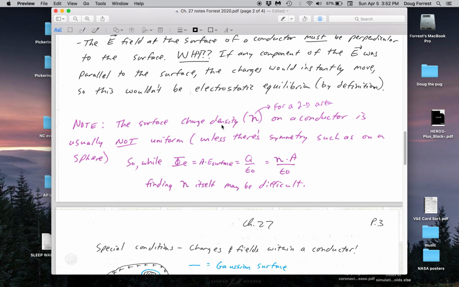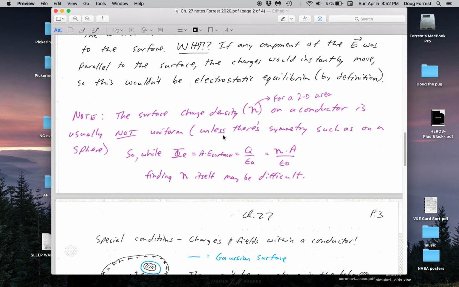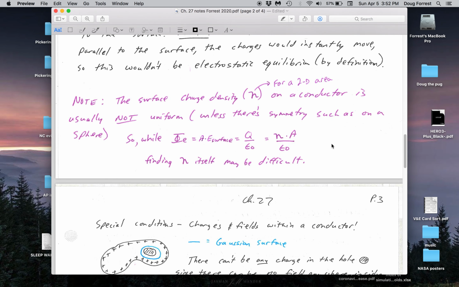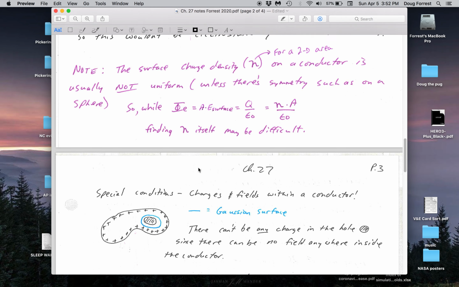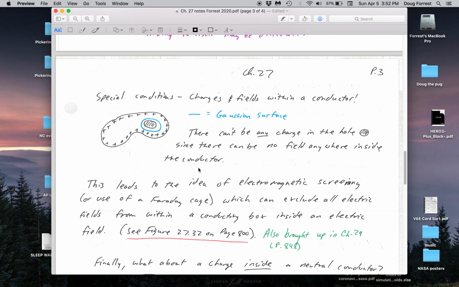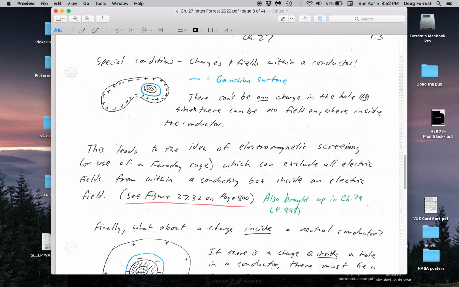So this is a note, the charge density for a two-dimensional area on a conductor is often not uniform unless there's symmetry such as a sphere. So I'll go through examples with that. Finding that charge density can be difficult if we're not talking about a sphere. Special conditions, these are kind of weird.